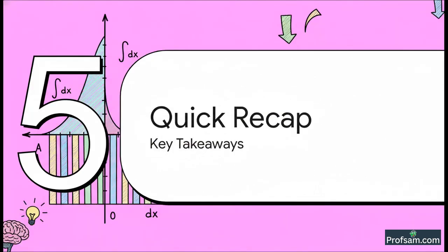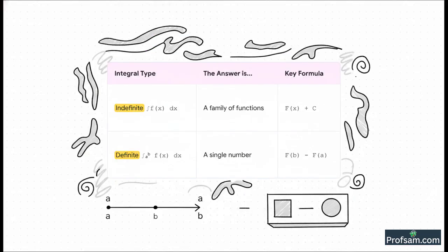All right, let's just lock all this in with a super quick recap. If you take away only one thing from this whole explainer, let it be this. This table sums it all up. The indefinite integral, the one with no limits, gives you a whole family of functions, f of x plus c. The definite integral, the one with a little a and b on it, gives you one single number, and you find it using f of b minus f of a. If you can remember this table, you've totally got this.